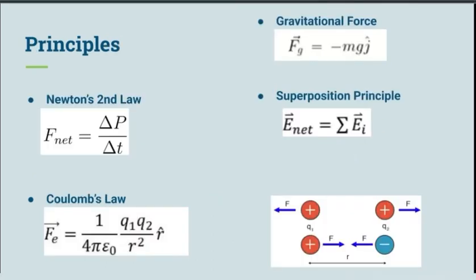Principles used in the lab include Newton's second law, which states that the net force is equal to a system's change in momentum over time, and the gravitational force, which is the product of an object's mass and acceleration due to gravity. In addition, Coulomb's law gives us the electric force between two charges, which can be attracted or repulsed. As seen in the diagram, like charges repulse while opposite charges attract. The formula is 1/4 pi epsilon 0, which is Coulomb's constant, multiplied by the particle charges over the distance r squared and the unit vector r hat.